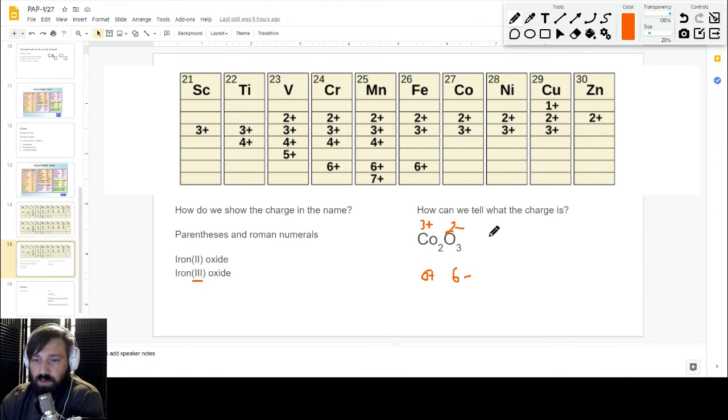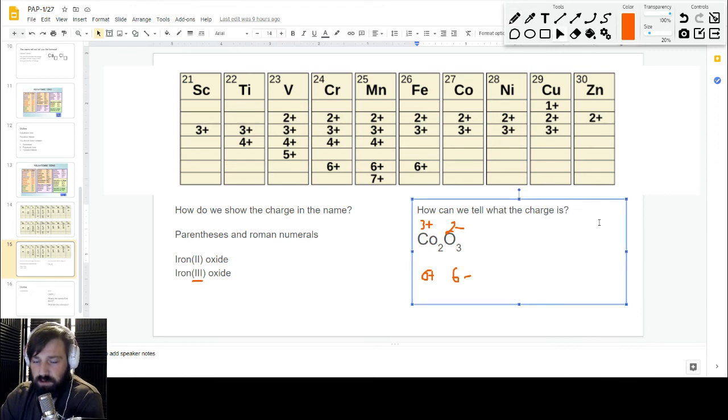So if I wanted to write this out, actually, I can type it out. So if I wanted to write this, I would say cobalt, Co is cobalt, and then in parentheses, do a Roman numeral 3. And then finish it off with oxide. Cobalt 3 oxide. All right, so there's that.